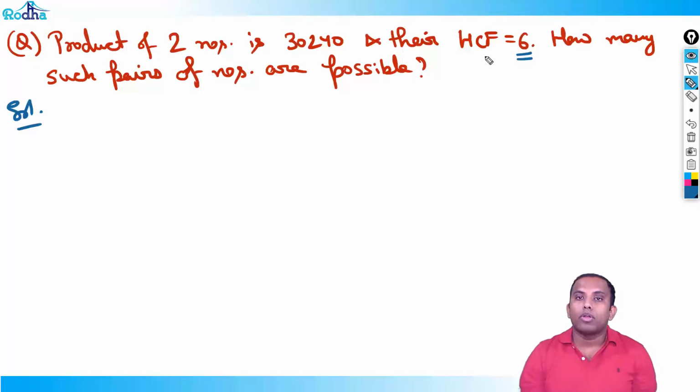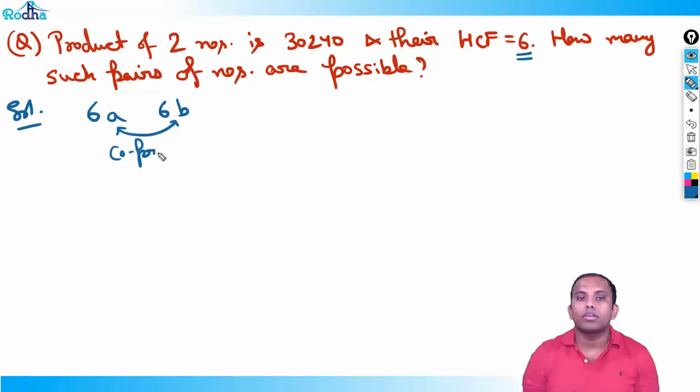Here the HCF is 6. So what are the numbers? 6A and 6B, where A and B have to be co-prime. This question we did in HCF, right? The next question we'll do applying this LCM funda. Just revise it.